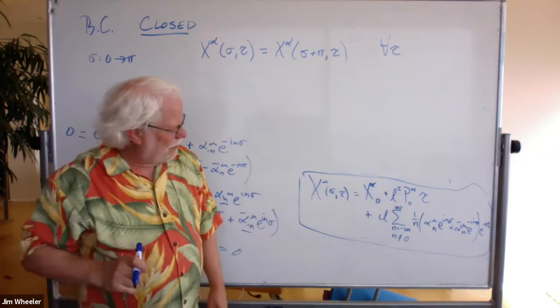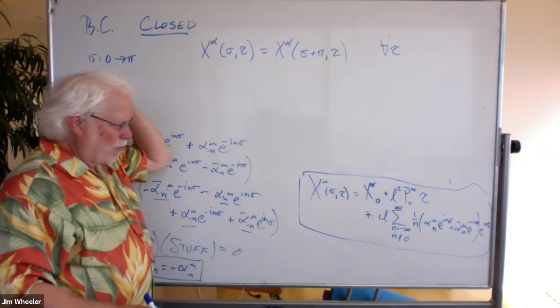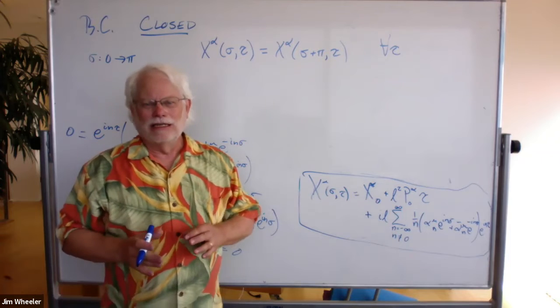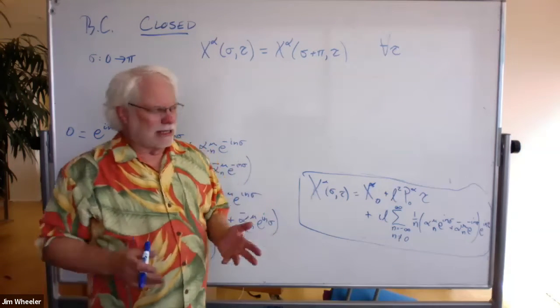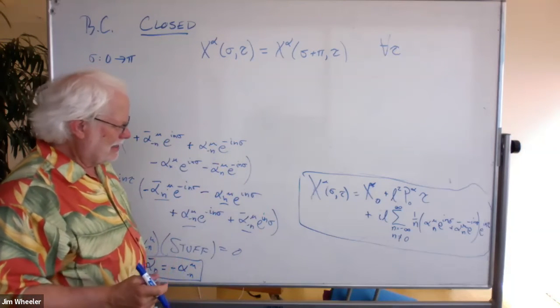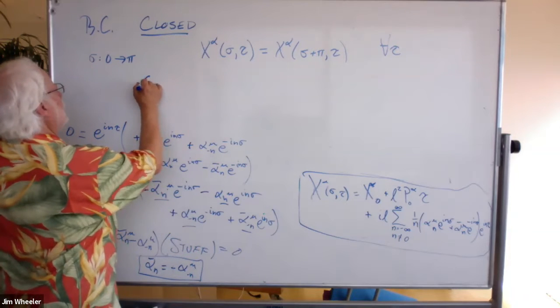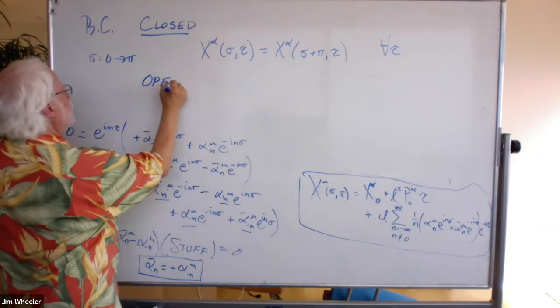We can absorb any additional constants in our parameterization. Remember, we can use any parameters sigma and tau we like, so let's just choose them so that they run from 0 to pi. All right, that's all we can do for the closed string.